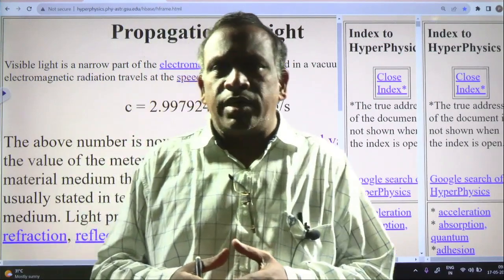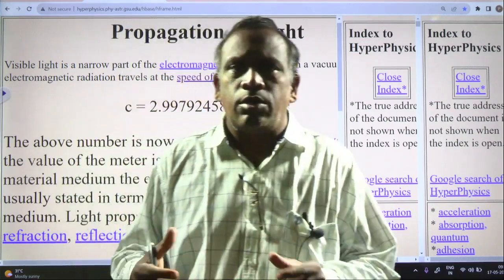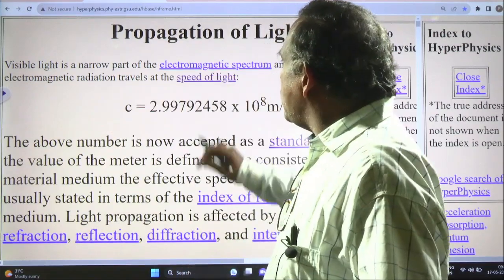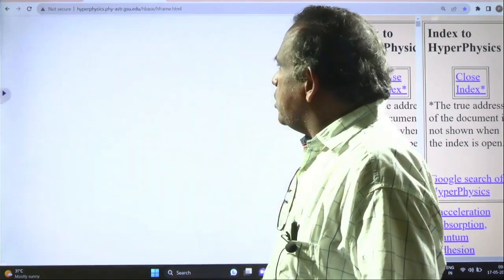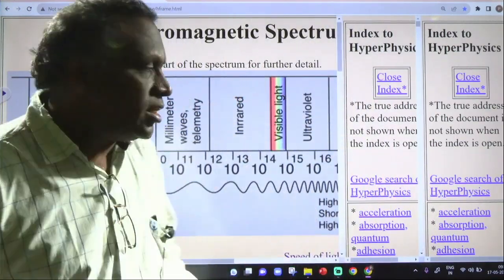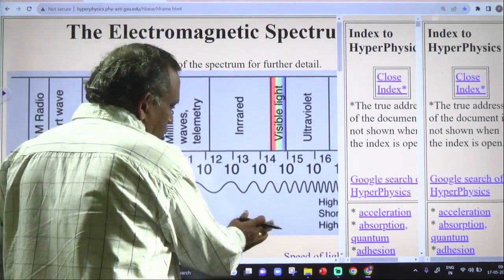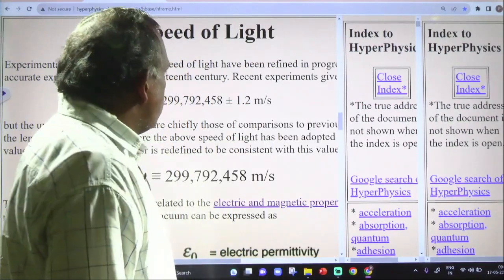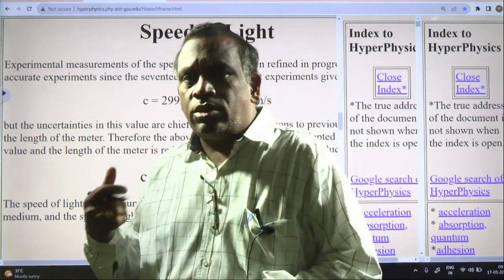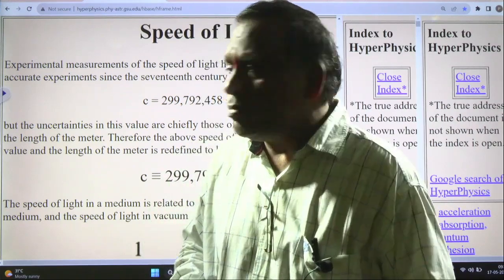In the electromagnetic spectrum, visible light is 0.4 micrometer to 0.7 micrometer, VIBGYOR: violet, indigo, blue, green, yellow, orange, red. In the electromagnetic spectrum there are different rays, and the visible spectrum is the part we can observe with naked eyes, about 400 nanometer to 700 nanometer.